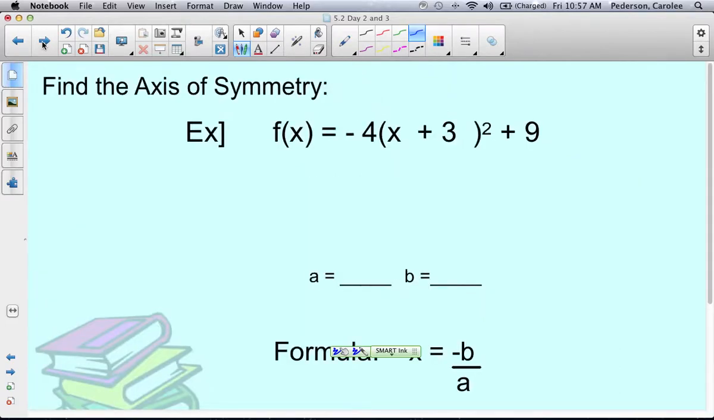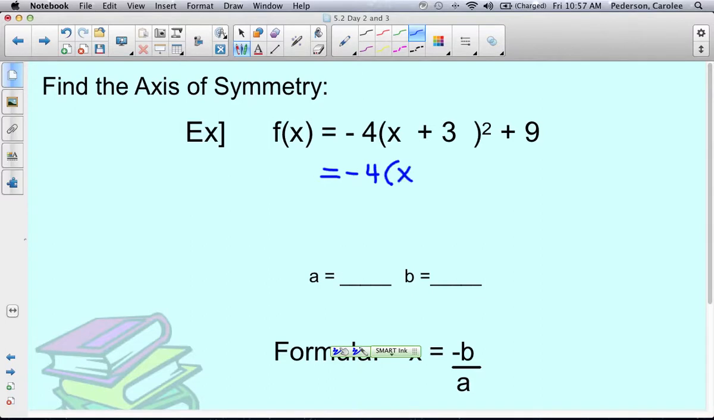Here is a second example. Now it's not in standard form, but it's what we call vertex form. So we can do this problem two ways. We can convert this problem to standard form by FOILing it out, or we can identify the vertex. And remember, the vertex will be coming up next. So let's do this just converting this to standard form for right now, and then I'll show you a faster way later. So we're going to convert this to standard form.